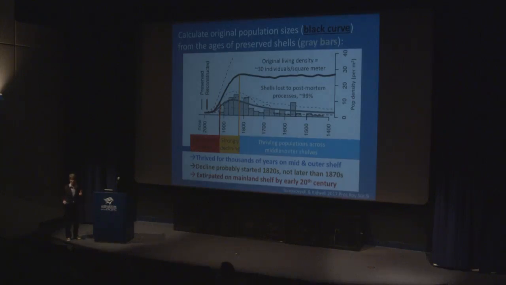And we have a second individual that died in 1910. But we simply cannot find any 21st century or any younger 20th century populations. This group was basically toast. So it thrived for thousands of years, then declined. That decline did not start any later than the 1870s, and this is the uncertainty limit because of the sample sizes and the uncertainties in radiocarbon calibration. And fundamentally, this group has been extirpated on the mainland shelf by the early 20th century.